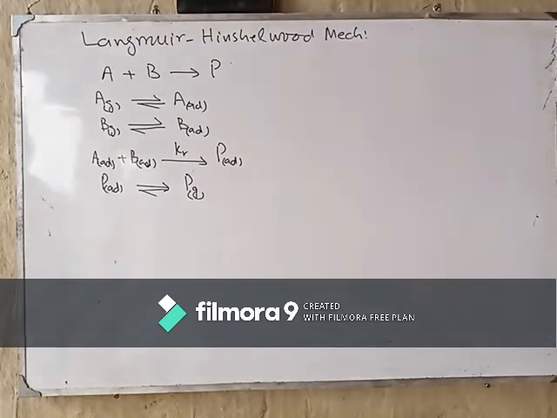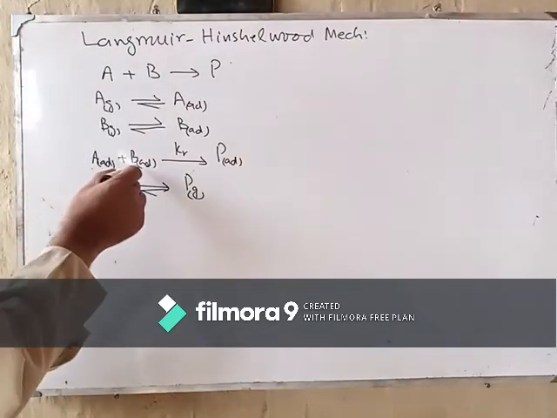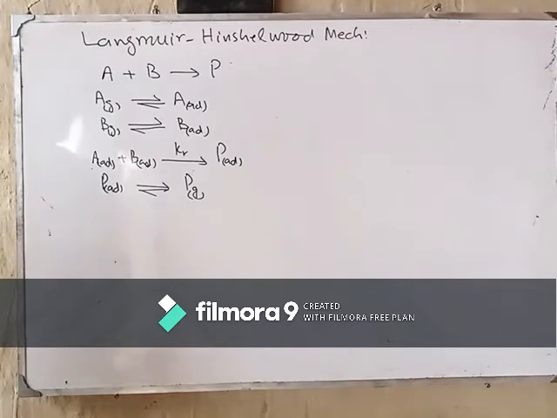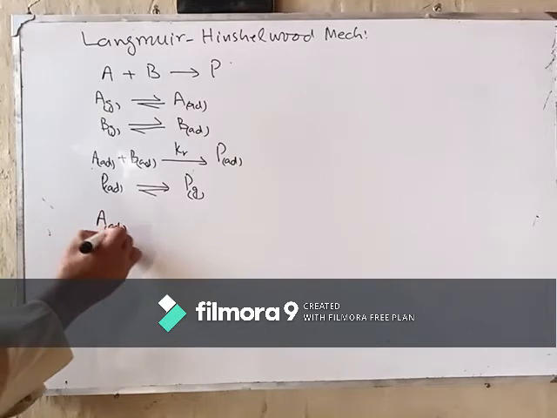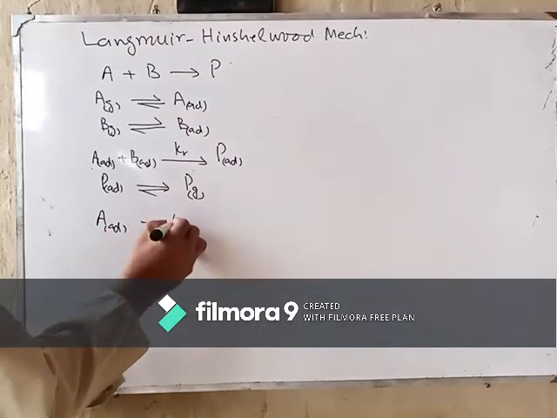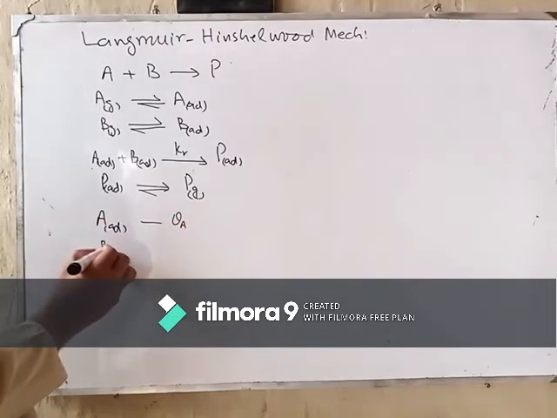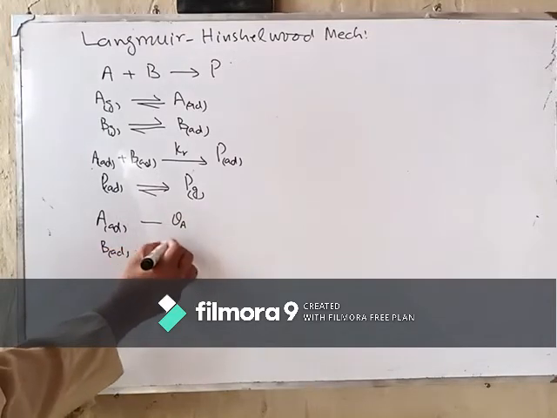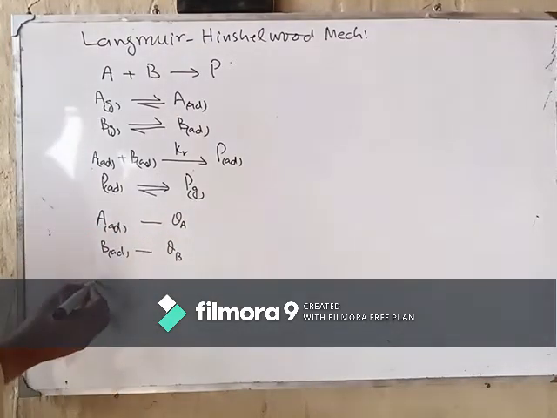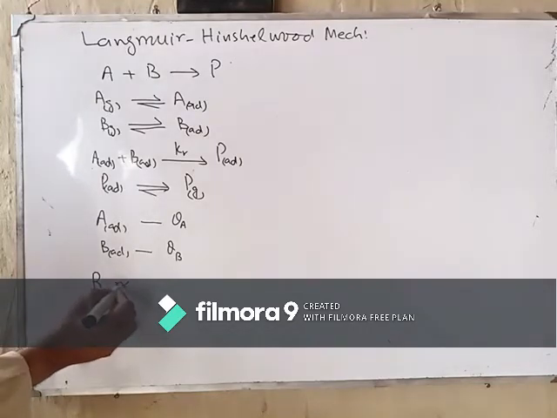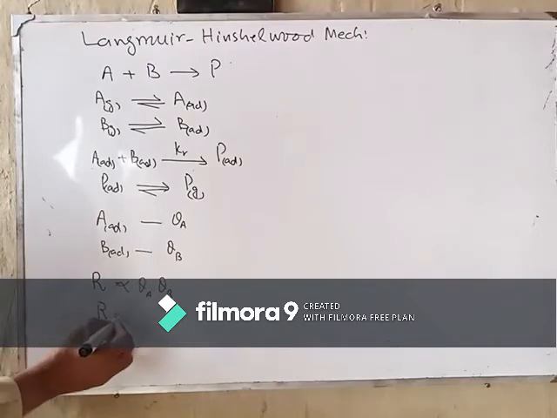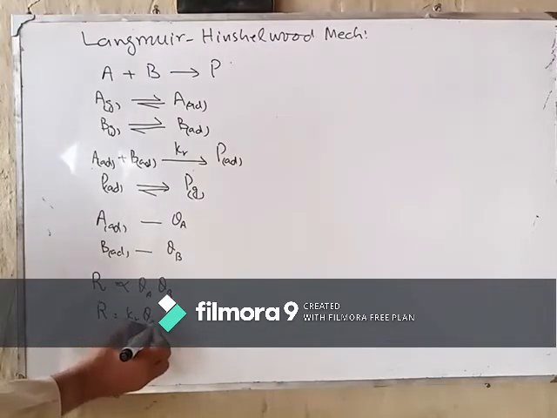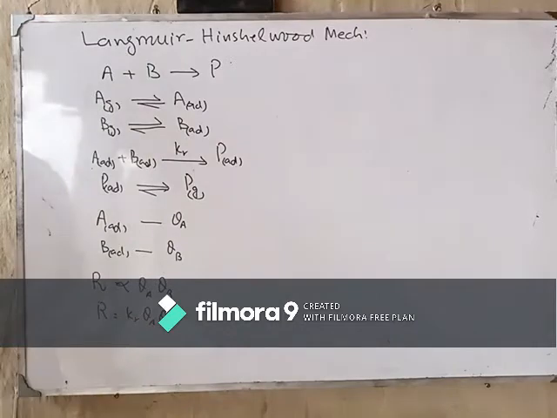As we have studied, A adsorbed and B adsorbed can be expressed in terms of fractional surface coverage. A adsorbed is expressed in terms of theta A, and B adsorbed is expressed in terms of theta B. So the rate of reaction R is proportional to theta A and theta B. R is equal to KR theta A theta B. यहाँ तक हम कल कर चुके हैं.